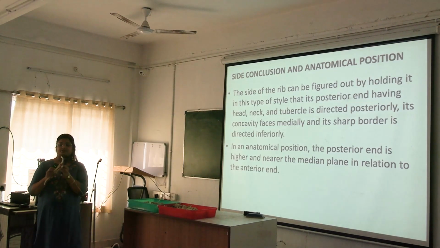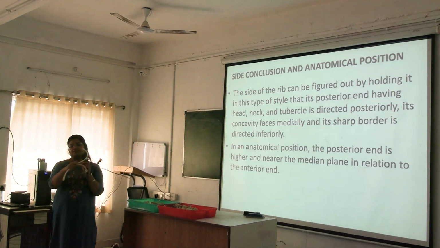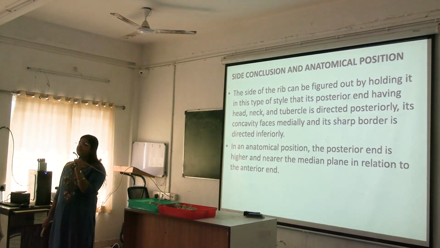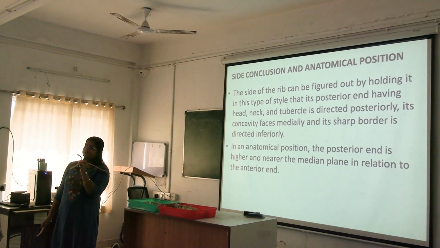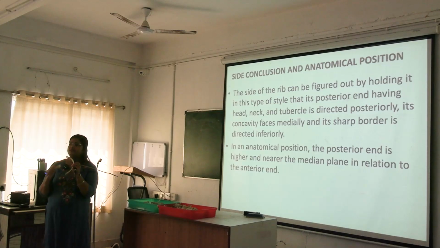This is one rib of the left side. The costal groove is lower down, so you hold it like this. Left side, rib of the left side. This is mainly the 10th rib, atypical.